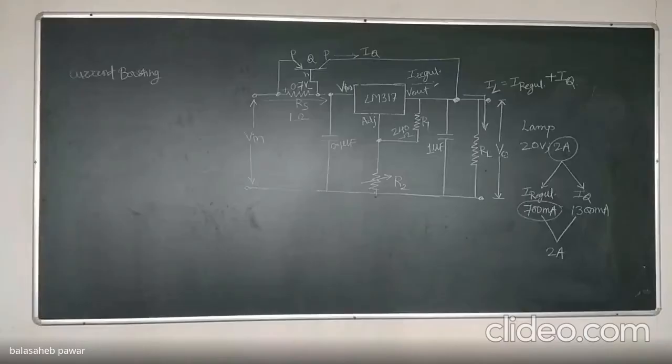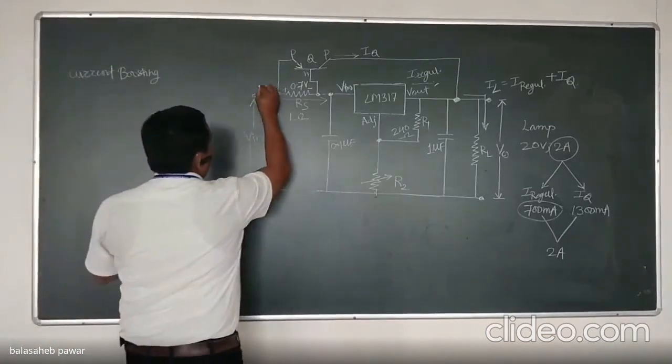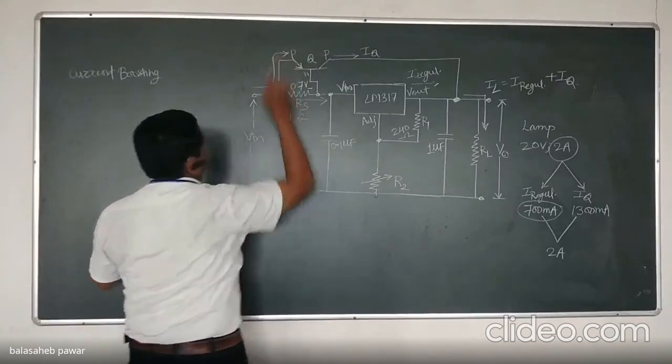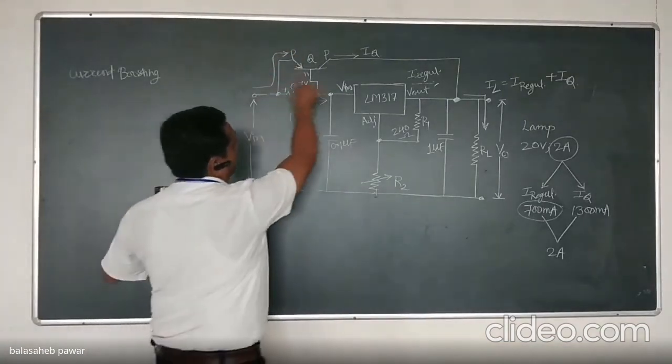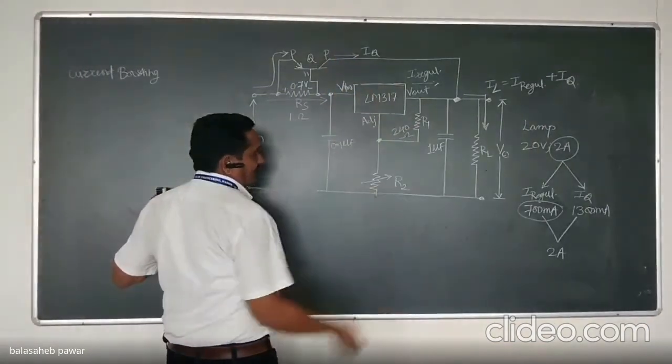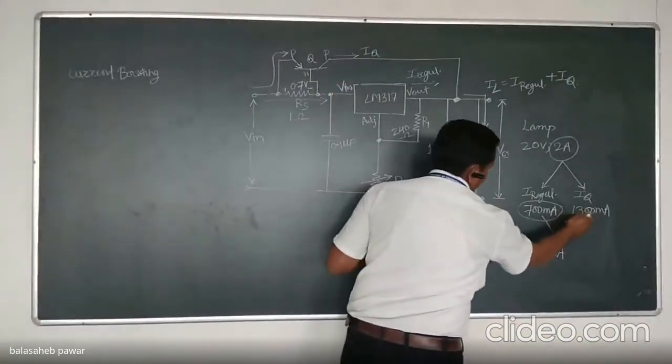And hence that transistor will start to conduct. As the transistor starts to conduct, the remaining current will get diverted from the input through the transistor like this. And that is nothing but our IQ. How much will it be? It will automatically equal 300 milliamps.